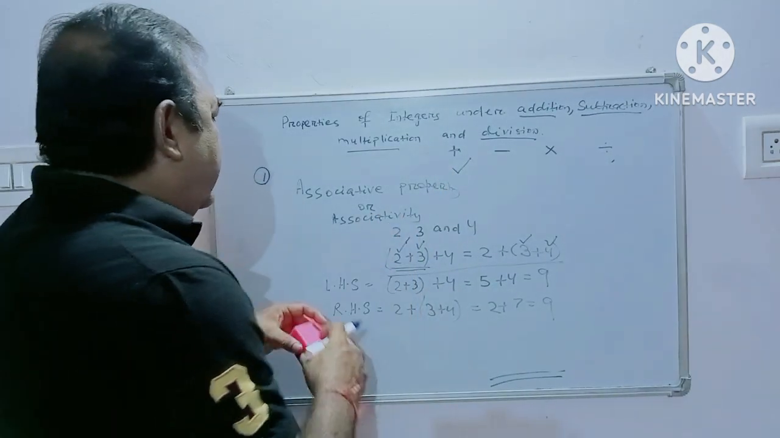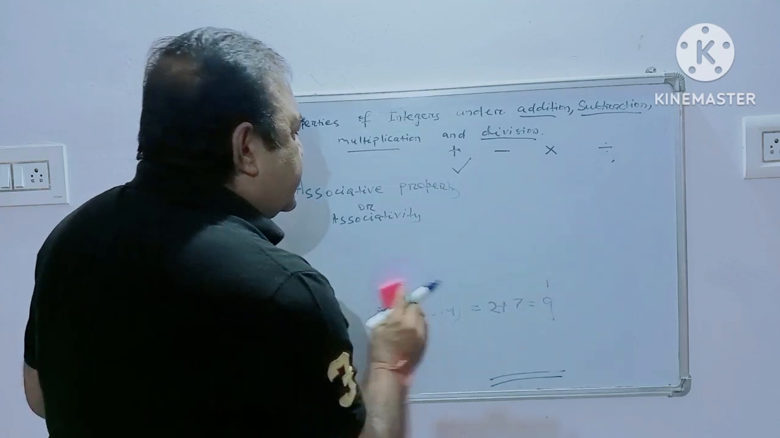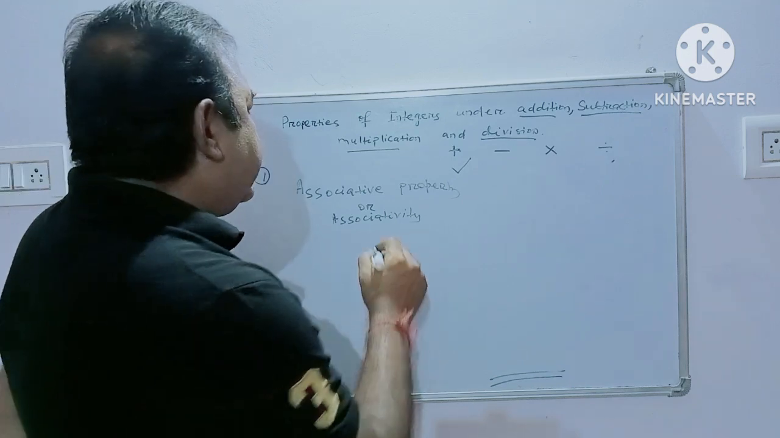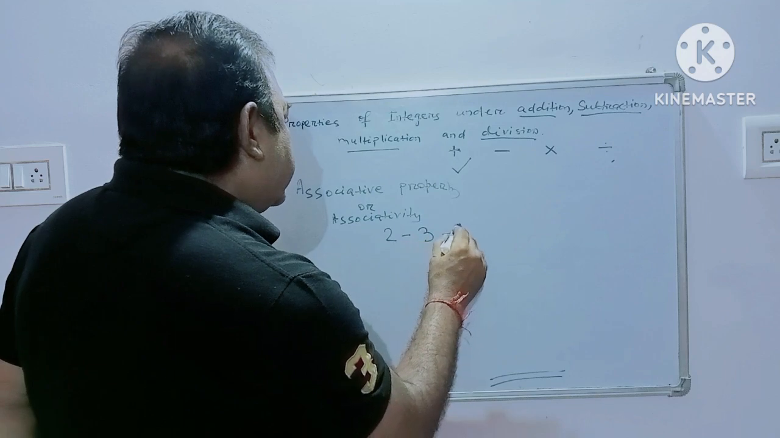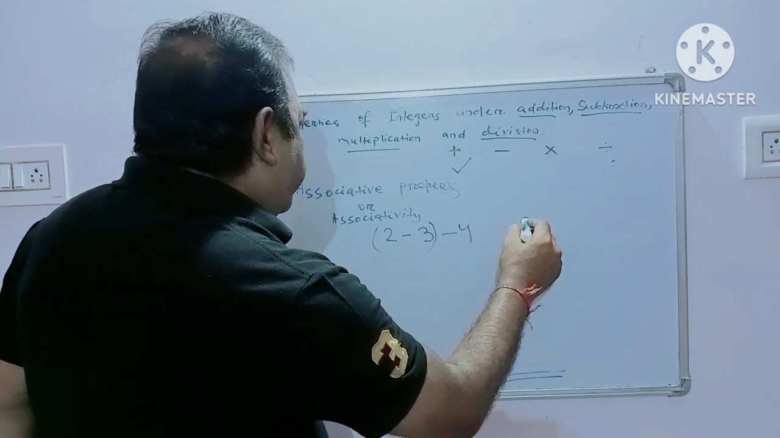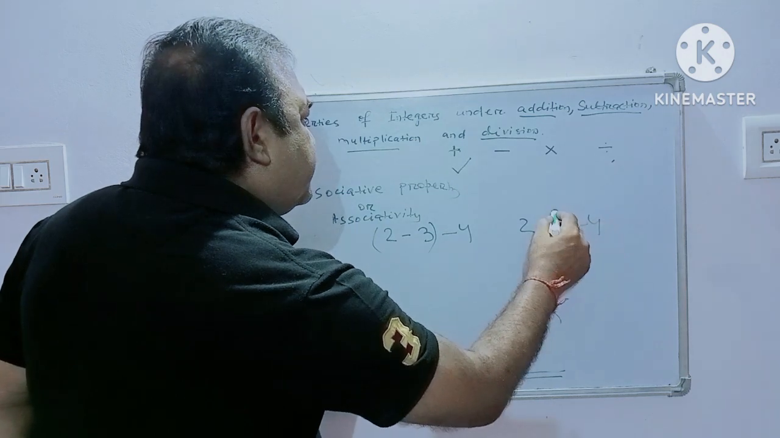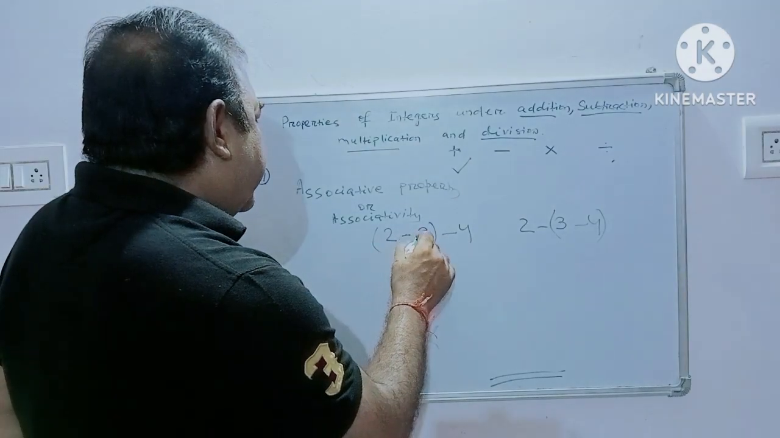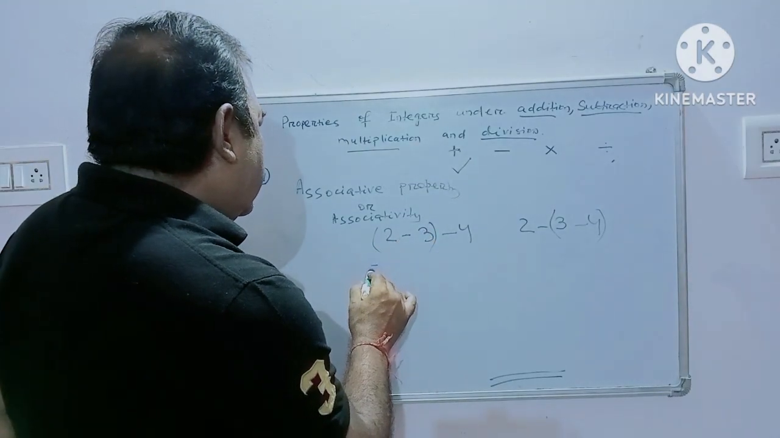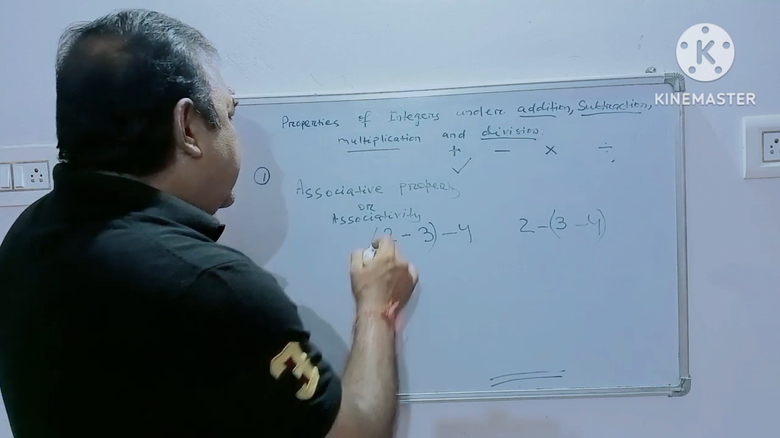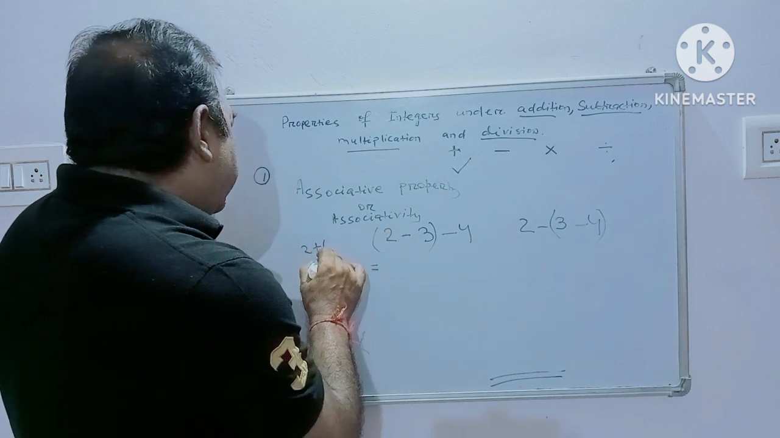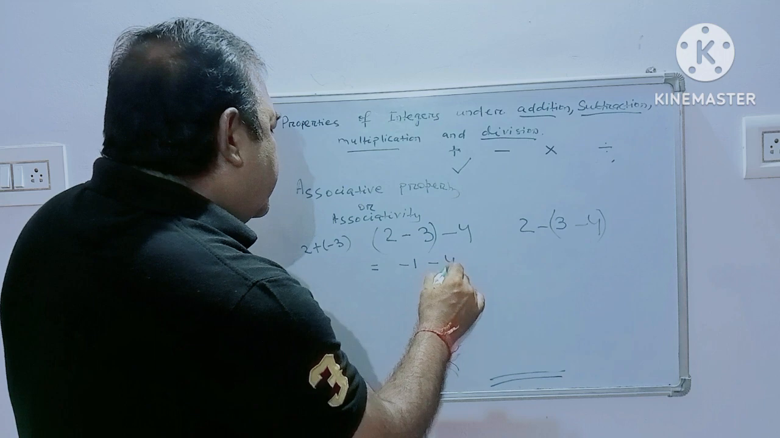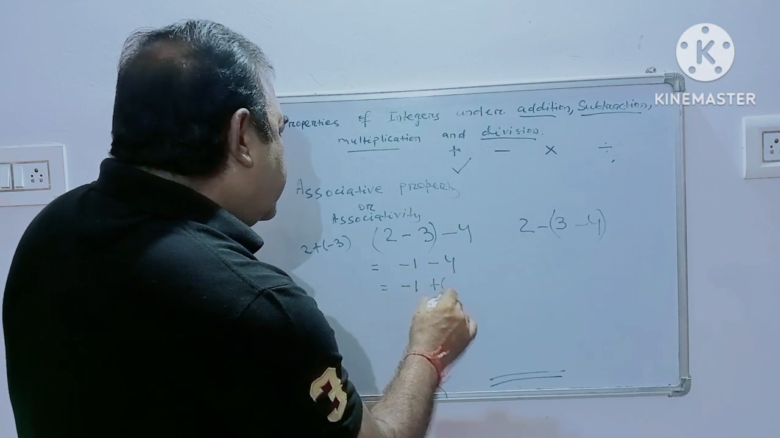Let us move to basic operation subtraction. Same 2, 3 and 4 we will take. (2 minus 3) minus 4 like this. Will it be equal to 2 minus (3 minus 4)? We will see. And you see, 2 minus 3, that is inside the bracket, so we will do the work of the bracket first. So 2 minus 3, that means 2 plus of minus 3. So this is minus 1, and minus 4. That is equal to minus 1 plus of minus 4.